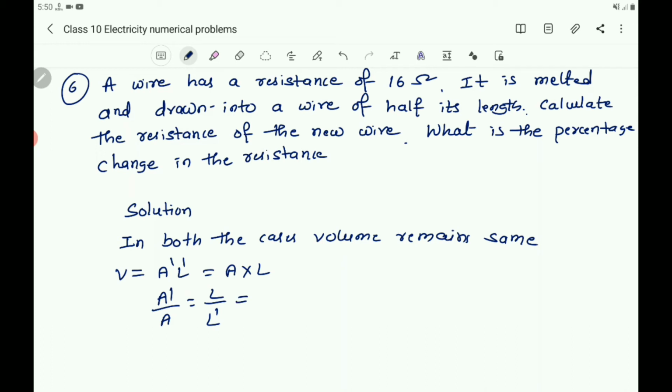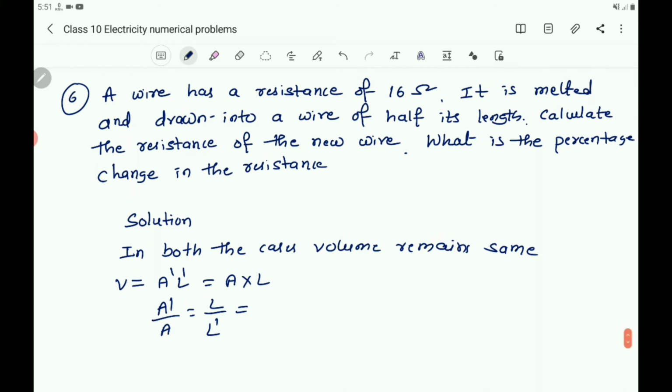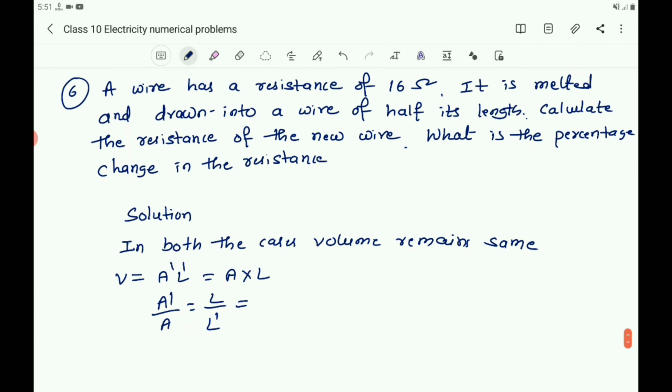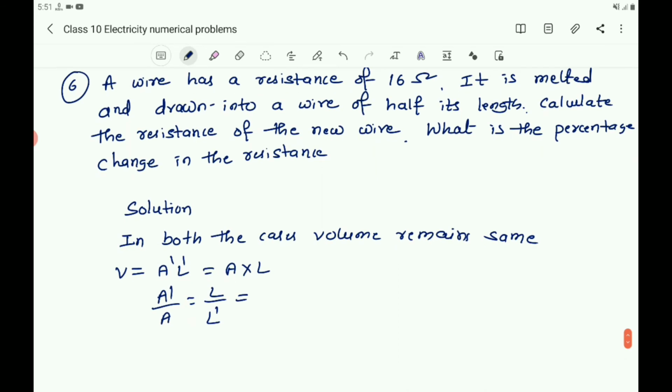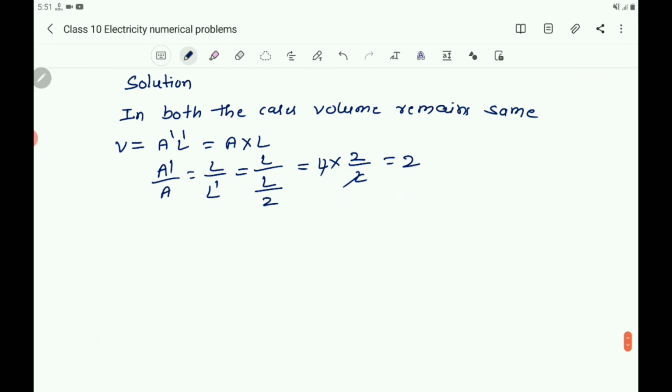And you know that the wire is melted and drawn into a wire of half its length. Half its length means L dash is L by 2, so L by L dash equals L into 2 by L, which equals 2. So you got A dash by A equals L by L dash equals 2 by 1.